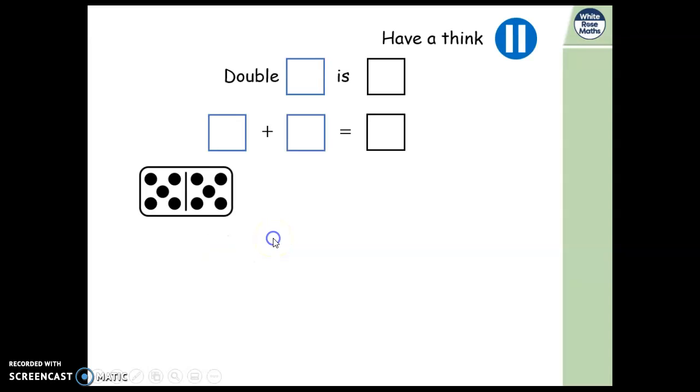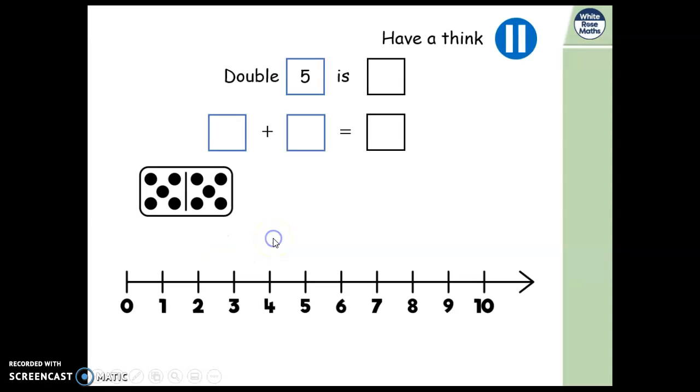5 and 5. 5 and 5 is double 5. Start from 0, count to 5, add 5 more, and we should know that really 5 and 5 is a number bond to 10, so 5 and 5 is 10.